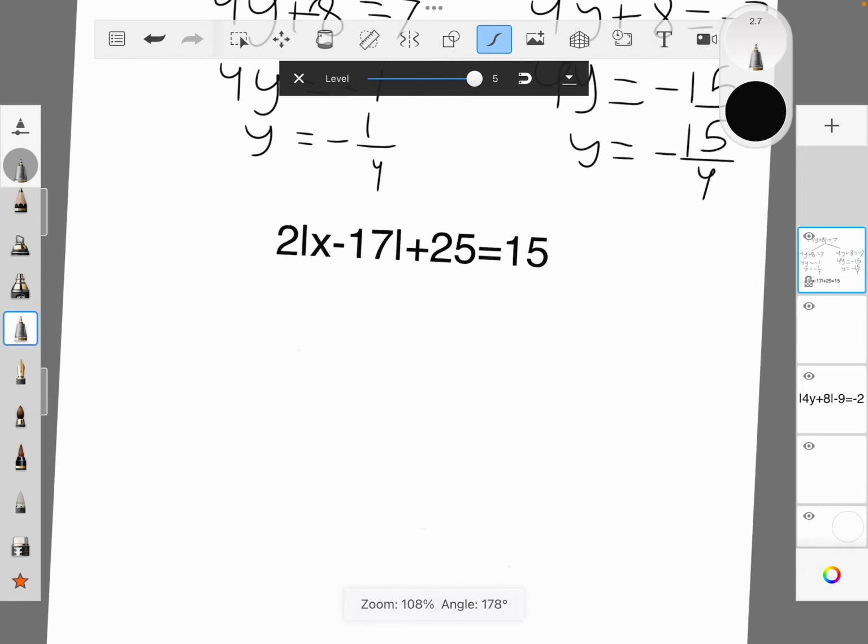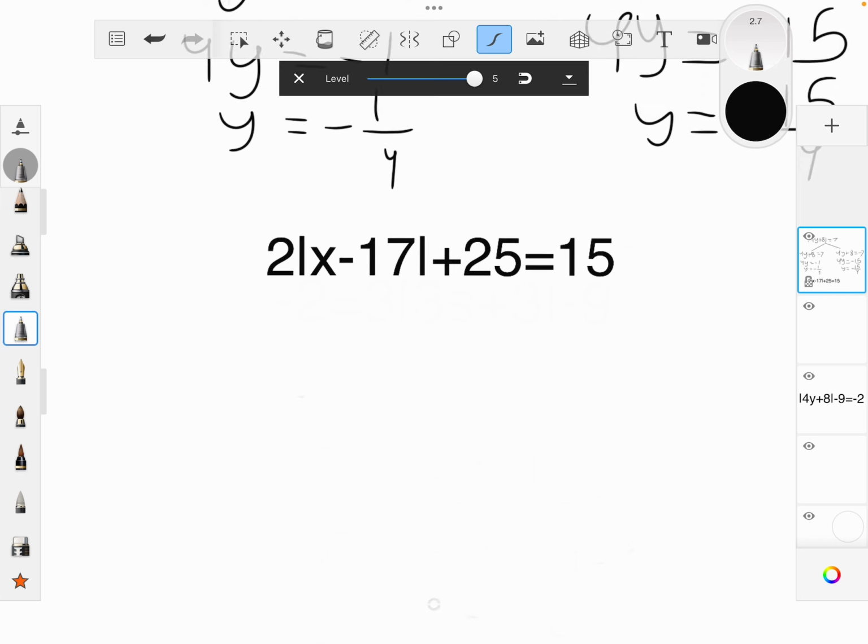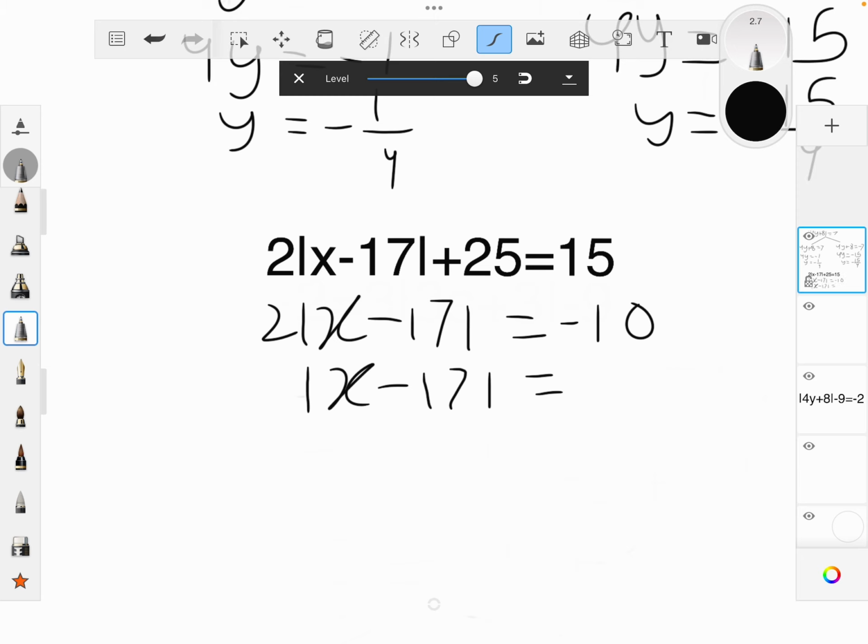Okay, now let's get to a harder problem. In this problem, as I said before, we need to simplify this like a regular algebraic problem. So we'll start off by doing 2 times the absolute value of x minus 17 equaling 15 minus 25, which would equal negative 10. Next, we do the absolute value of x minus 17 equaling negative 10 divided by 2, which would equal negative 5.